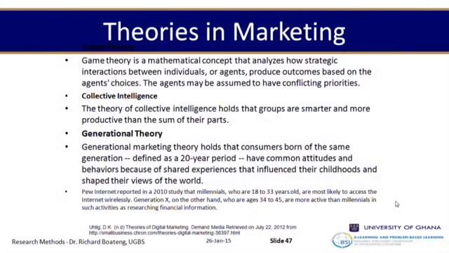Now, most of the generational theory research is done by Pew Research, and if you go to their website, you can find much more about what they say concerning the different generations, per the social phenomenon they are studying. Then there is the very popular game theory, which is actually a mathematical concept that analyzes how strategic interactions between individuals or agents produce outcomes based on agent choices. This is also applied in finance and other knowledge disciplines within management.